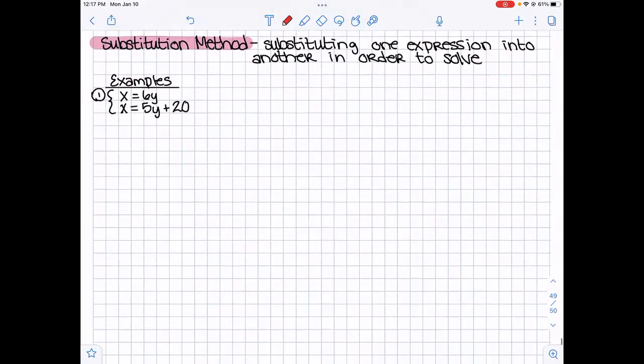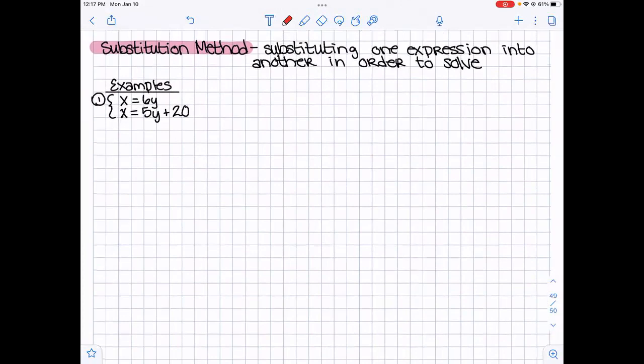Okay, so write down this example. Guys. Write down the example. Okay. We want to be able to take one thing and substitute it into the other in order to solve this problem. So if x equals 6y and x equals 5y plus 20, what do we know about both of the second parts of those equations? If they're both equal to x, then they're equal to each other. They're the same, right?